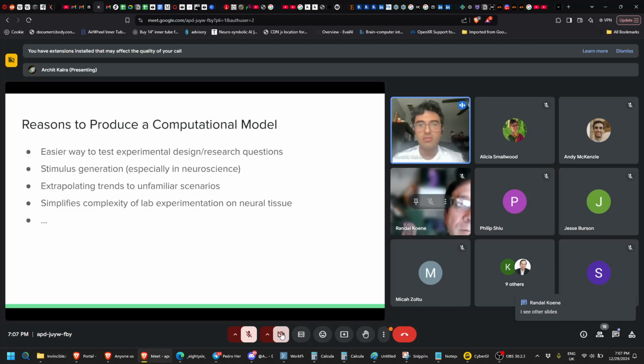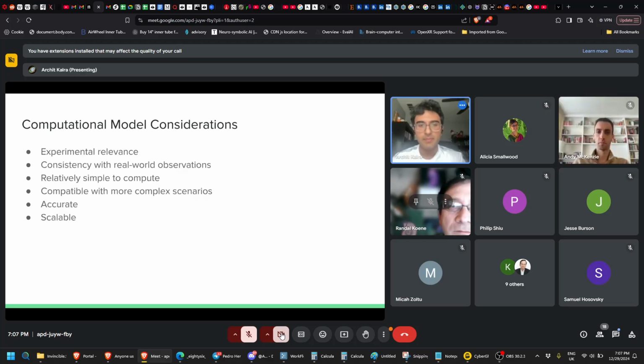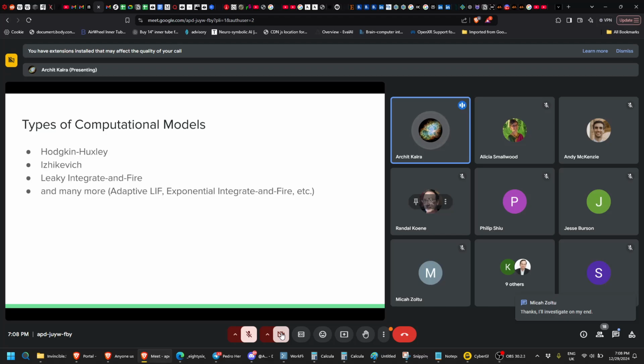So essentially what a lot of the work in this paper allows for is a litmus test to see whether computational models done on connectomes are sustainable for future studies as well. And of course, we want standard considerations that it should be experimentally relevant, consistent with real world observations, relatively simple to compute, compatible with more complex scenarios, so allows for scalability, and is, of course, accurate. So I'll briefly discuss types of computational models before diving into the paper itself.